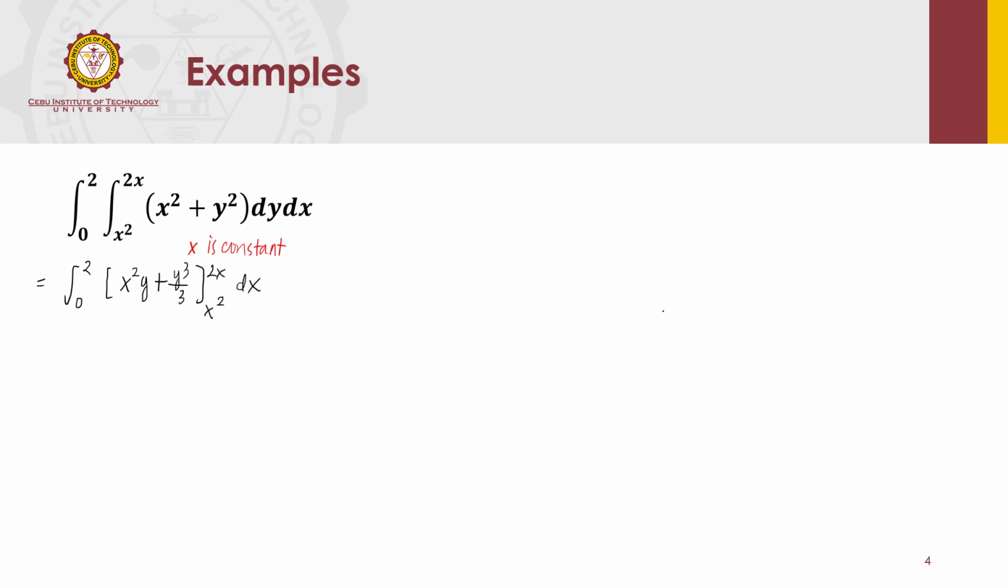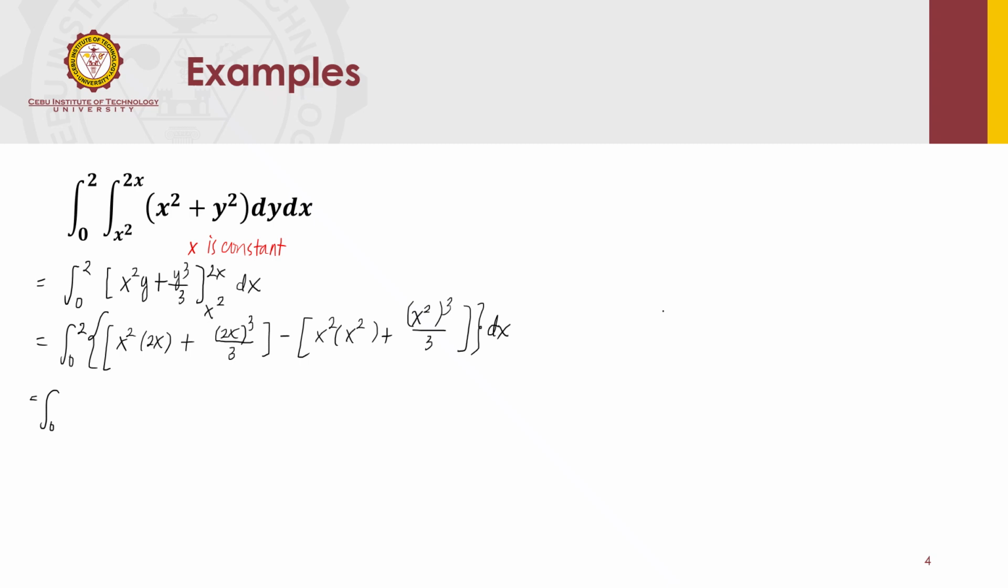And integrate later with x as the variable of integration. So we plug in the limits. Instead of writing y, we write 2x first for the upper limit. So y cubed over 3 becomes (2x) cubed over 3. And then for the lower limit, that's x squared. So x squared times x squared plus (x squared) raised to the power of 3 over 3. And then we'll integrate later with x as the variable of integration.